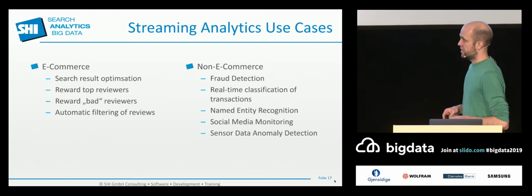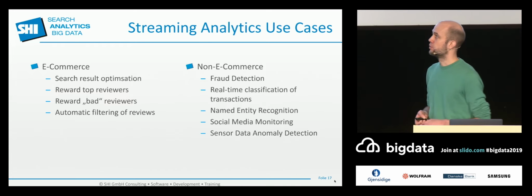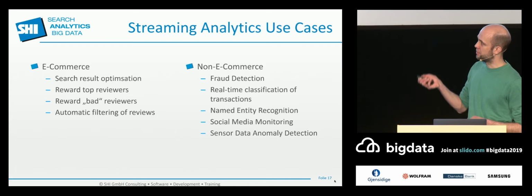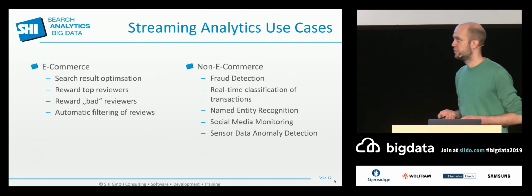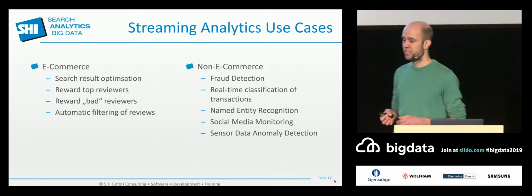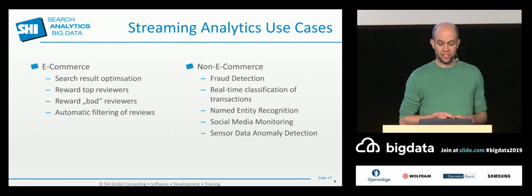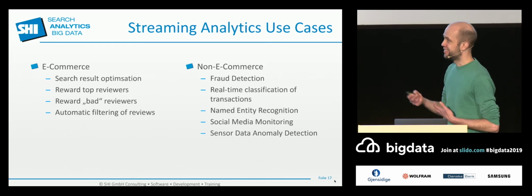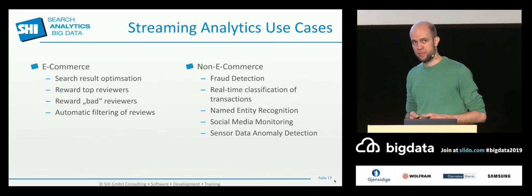What use cases can we achieve when we build a real-time streaming analytics platform? We have, of course, seen some e-commerce use cases. So reward top reviewers, reward bad reviewers, and automatic filtering of reviews, which is something that we haven't tackled yet. If we want to detect bad language, for example, we could do so and prevent reviews from being published on the fly. If we detect bad language, we can also do something like search result optimization.